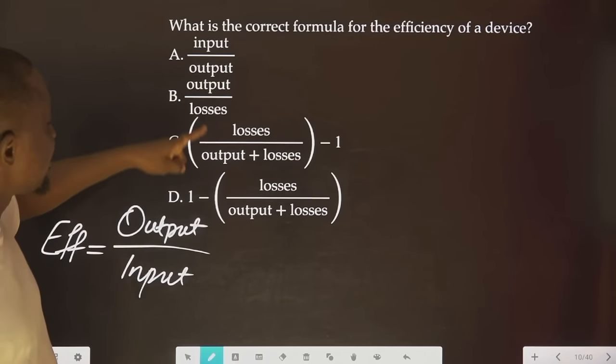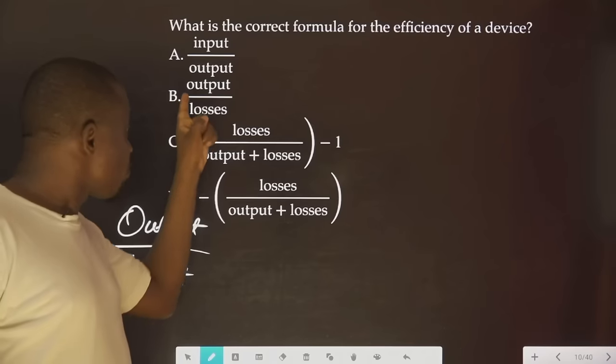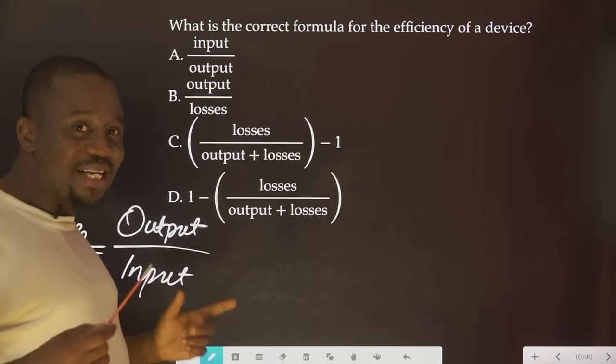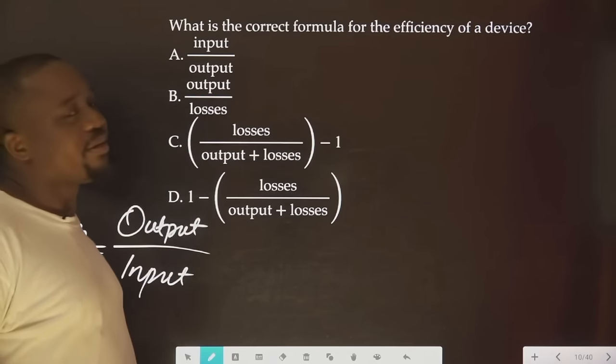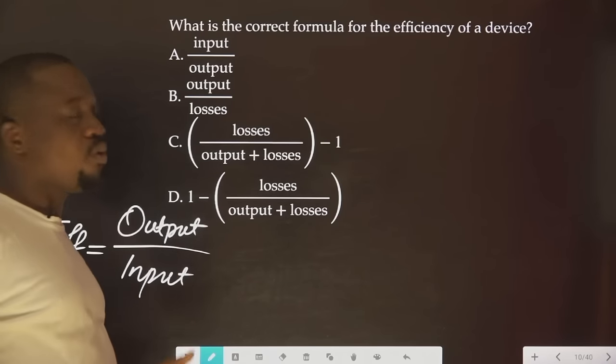Some students will mark this. Output over losses. Some students will mark this. What if you now see output over input? It's also correct, but it's not here. But why output over input? Let me show you something.